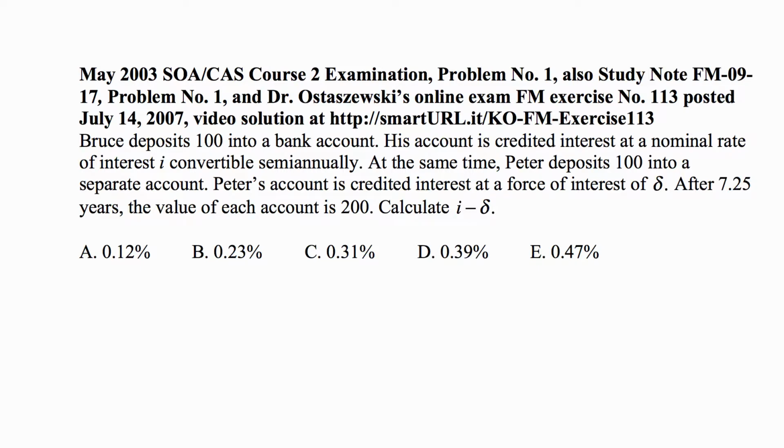So here's a problem for exam MFE for today. Bruce deposits $100 into a bank account. His account is credited interest at a nominal rate of interest i convertible semi-annually. At the same time, Peter deposits $100 into a separate account. Peter's account is credited interest at a force of interest of delta. After 7.25 years, the value of each account is 200. Calculate i minus delta.